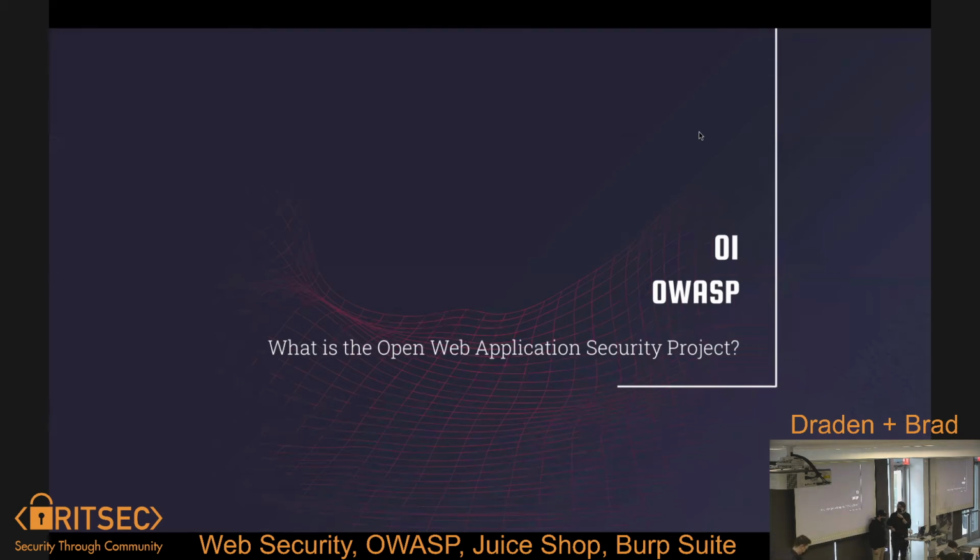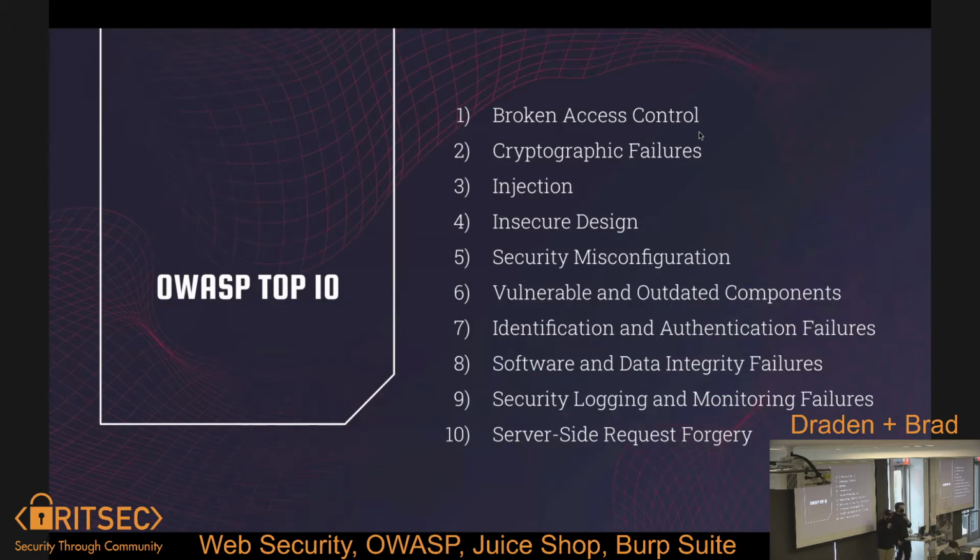So we're going to start with OWASP, and Draden's going to cover this. All right, so what is OWASP? OWASP is the Open Web Application Security Project. It is a nonprofit whose mission is to improve software security. And they have a top 10 list of classifications of vulnerabilities in web app stuff. So we're going to be going over those.